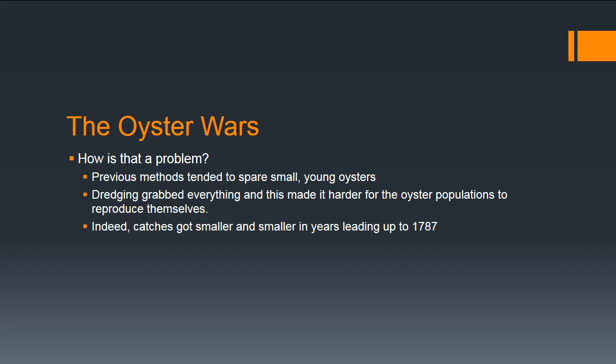We have data on this. Catches got smaller and smaller in the years leading up to the Constitution of 1787. It was understood that this was a problem. There used to be this massive abundance in 1630, but by 1787, the oysters were smaller, and the catches were much, much less abundant from year to year because of the competitive pressures.